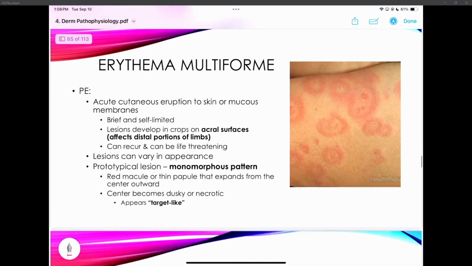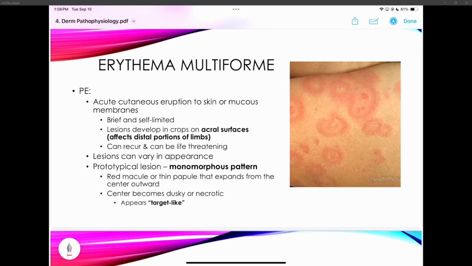So these are your erythema multiforme, target type lesions. Okay, all those lesions are circular, annular, and sometimes they have dusky centers. That's called a target type lesion.